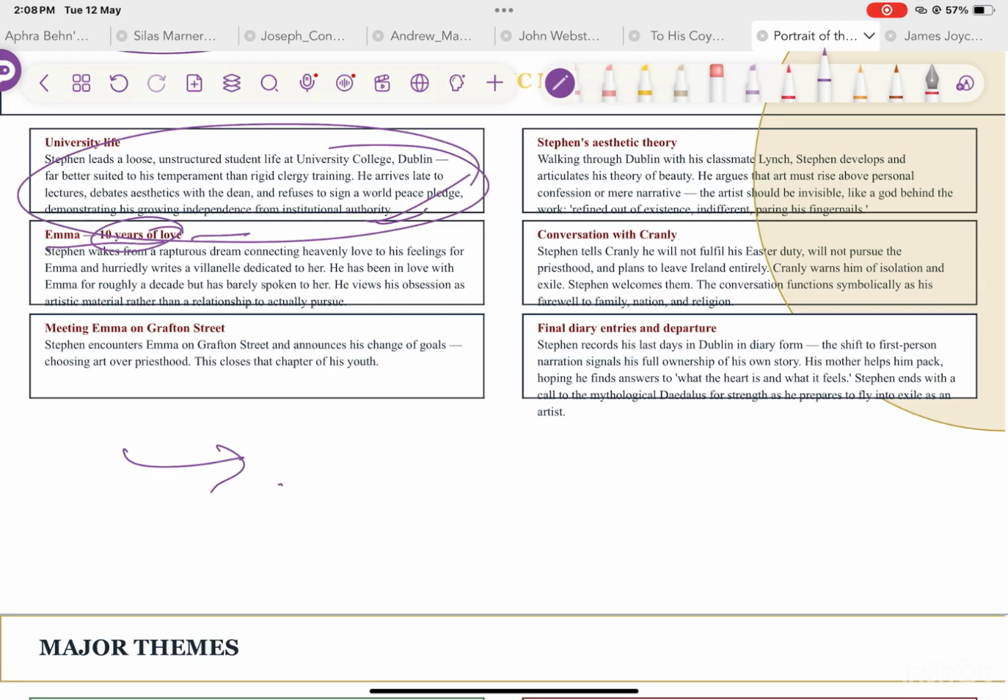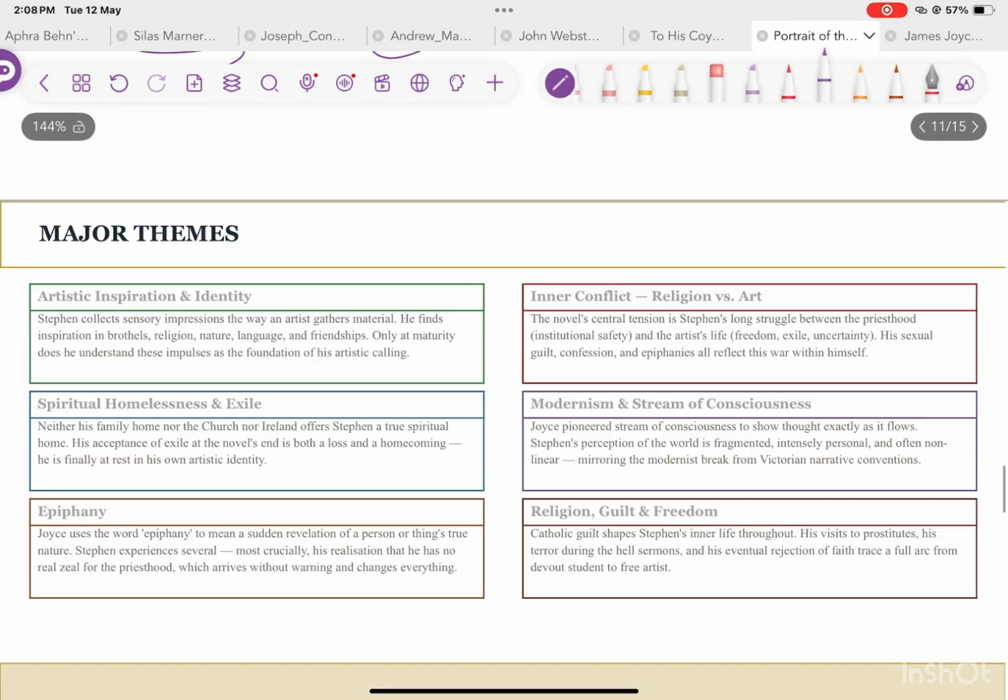Stephen records diary entries describing his final days in Dublin, and the last part of the chapter is records of his diary entries and his emotional separation from family, religion, and the nation. Meeting Emma on Grafton Street, Stephen openly declares his new artistic ambitions and changing life goals as he prepares to leave. As his mother helps him pack, Stephen makes his final declaration, calling upon Daedalus for strength as he begins his journey toward becoming an artist. That's how we end this novel.